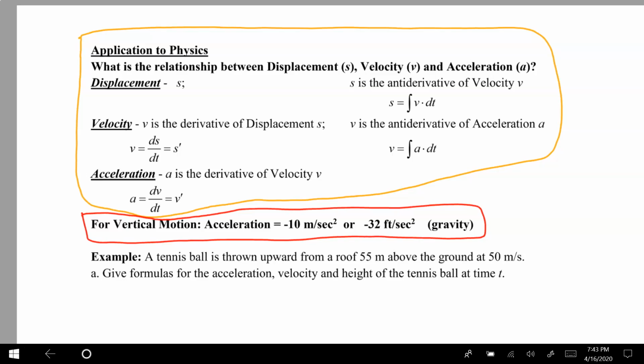And for this class, not in real life, not for physics, not for AP physics, but for this class, just to make numbers easy, when we talk about gravity, about vertical motion, things falling down and being thrown up in the air, acceleration for gravity is negative 10 meters per second squared, or negative 32 feet per second squared.